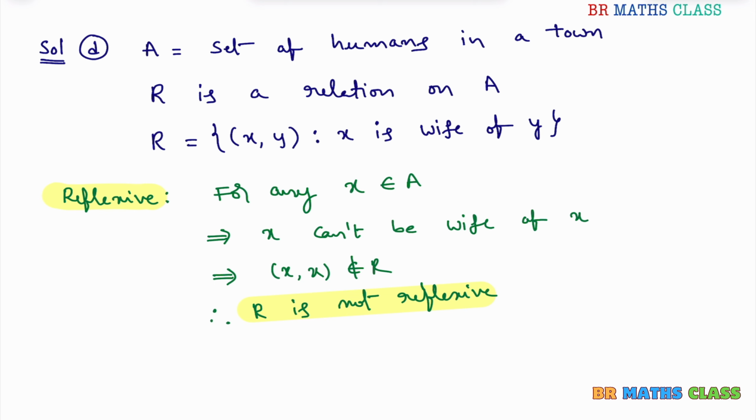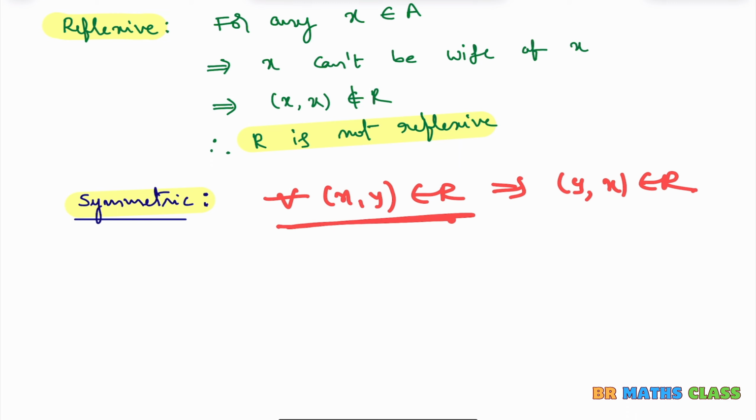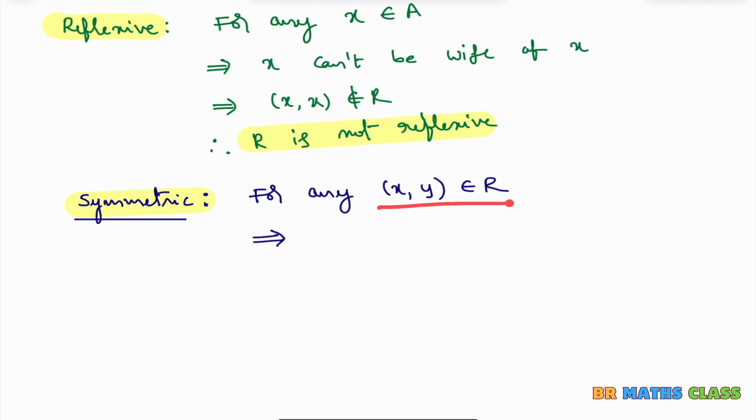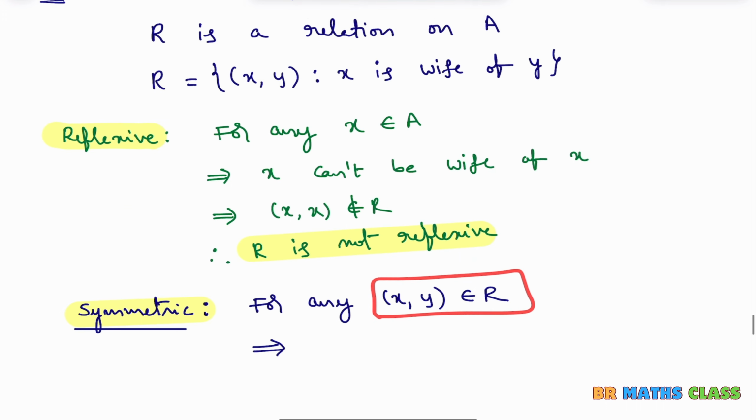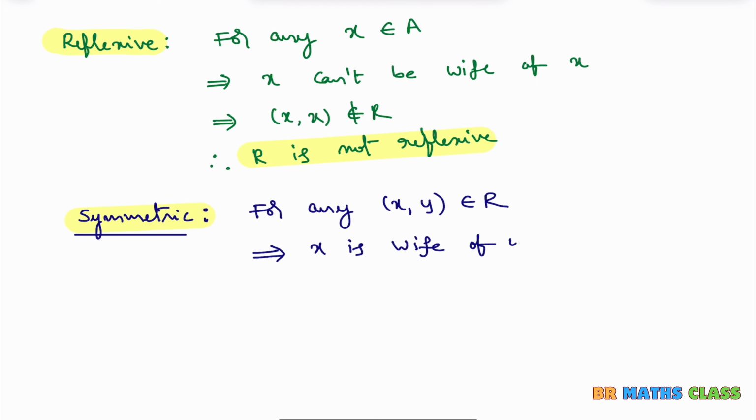Now we'll check the symmetric condition. What is symmetric? For every order pair x comma y in the relation, if y comma x also belongs to the relation, then we say that the relation is symmetric. First, I'll take one order pair in the relation. When the order pair x comma y belongs to R, it indicates that x is a wife of y. If x is a wife of y, then only the order pair x comma y belongs to R.